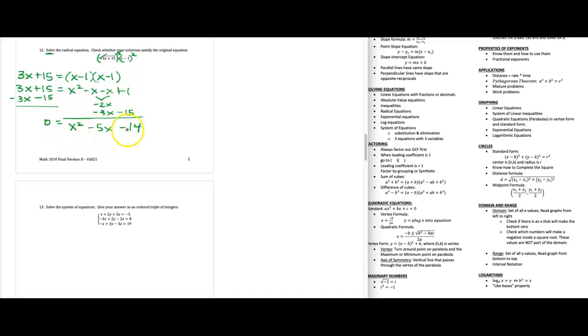And then sometimes some people stopped at that point. But you haven't solved anything yet. You haven't figured out what x is yet. So at this point, you're going to factor this again, because how do I solve something when it's an x squared? I've got to factor it. So what multiplies to be -14 that adds to be -5? What times what is -14 that adds to be -5?